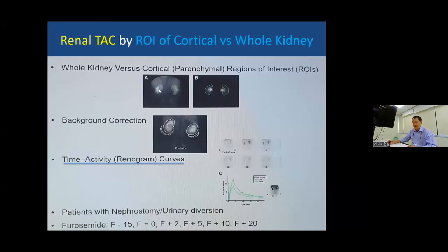So this outlining also has a lot of problems, okay? A lot of issues. A cortical outline, a whole kidney outline, subtraction of background, all kinds of things. But this curve should rise sharply, usually peaking before 5 minutes. This is called the renogram curve. And then if you draw the vertical line all the way down, and then halfway, that's called the T-half time. That should be less than 10 minutes in normal physiology.